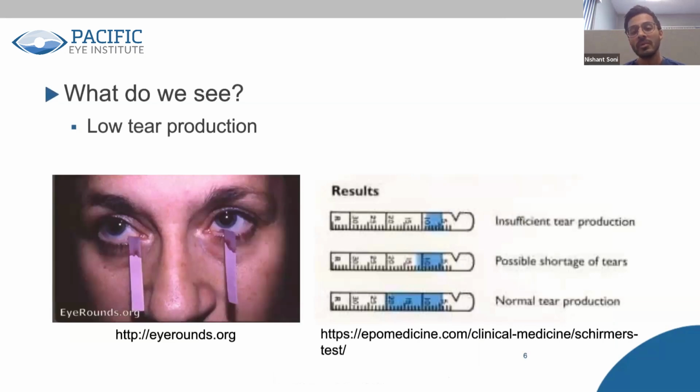You also have low tear production. We can see that through tests. So it's a little hard to see just under the microscope, but there's a test that I'll get into a little bit later called the Schirmer's test, which collects your tears and actually tells us how much tear production you have.